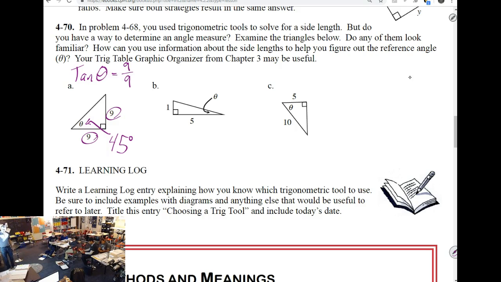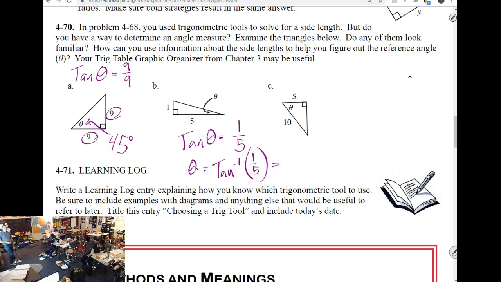So here, can we use tangent? Yeah, inverse tangent. We would want to set up tangent of theta equals 1 over 5, and then theta is the inverse tangent of 1/5. Making sure your calculator's in degrees. And we should get an acute angle, right? We know this slope is low, under 1. What'd you get? 11.31.